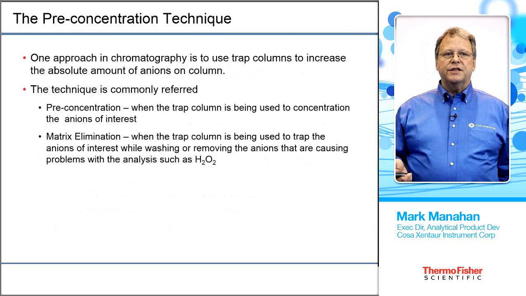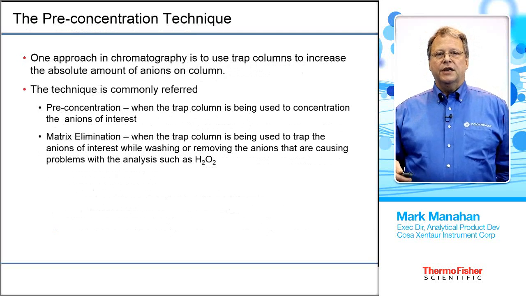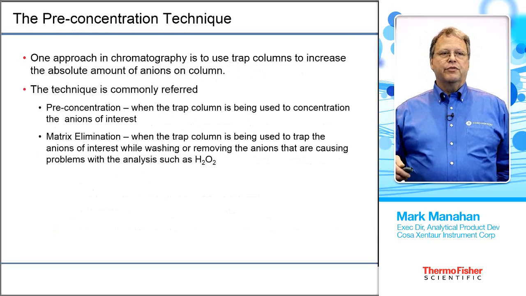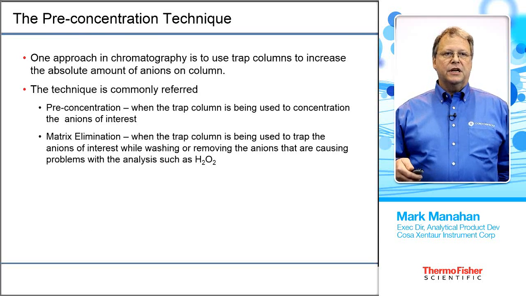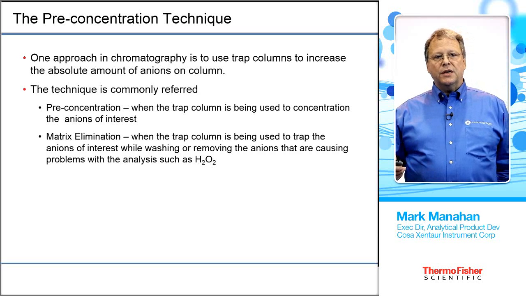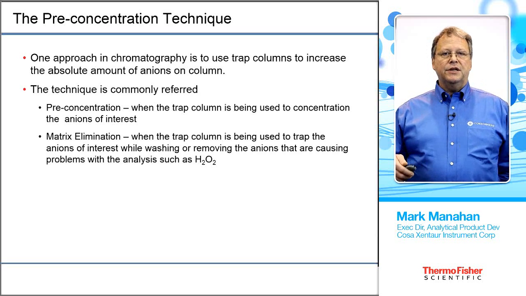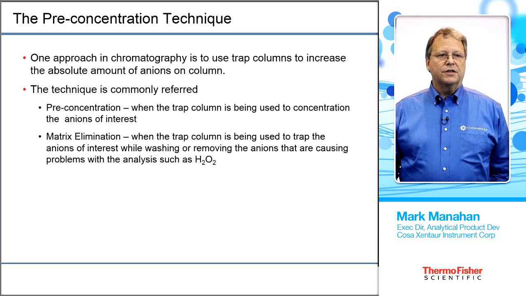Okay, pre-concentration technique. One way to do this is to use a very large sample injection, but concentrate it onto a pre-concentration column prior to injection. There are 2 terms. One would be if you're trying to increase the signal, which is called pre-concentration. The other one is matrix elimination, where you're trying to eliminate the peroxide interference.